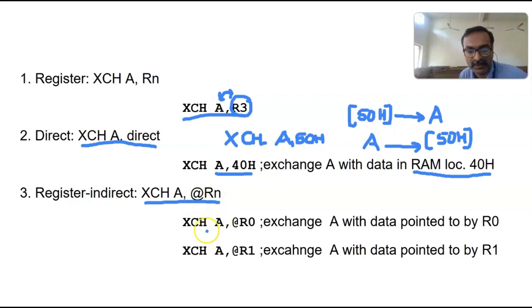See, I've given some examples. XCH A comma @R0. So exchange A with data pointed to by R0. So R0 holds the address of a memory location, and that data is moved to A. And whatever data is there in accumulator, it is moved to that location. So these are some of the examples of exchange operation.